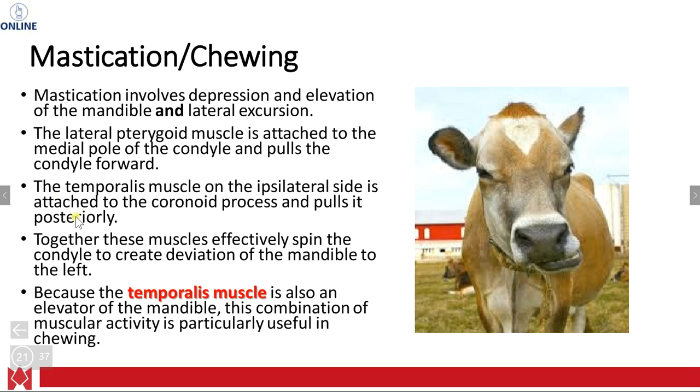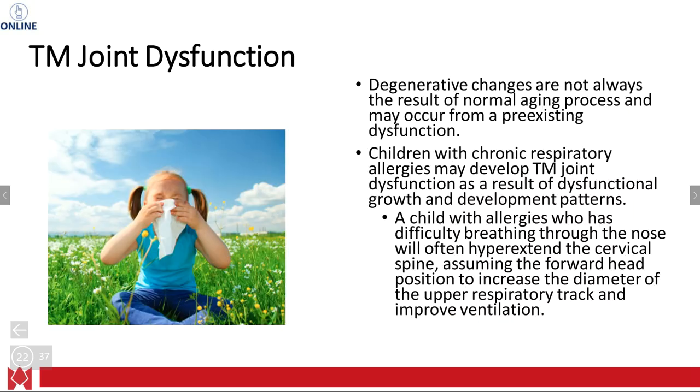So here's just a summary slide. The temporalis muscle is going to be a key muscle. We tend to get a lot of trigger points and spasm within this temporalis muscle. It can be implicated with headaches and can create a lot of referral pain to other places as well. So this temporalis muscle is quite important.